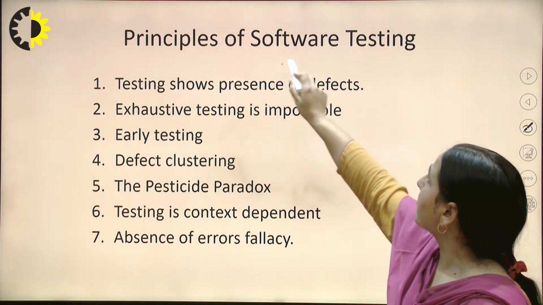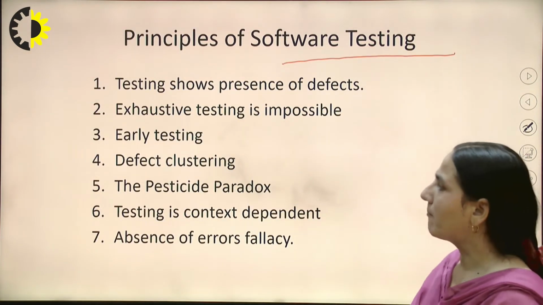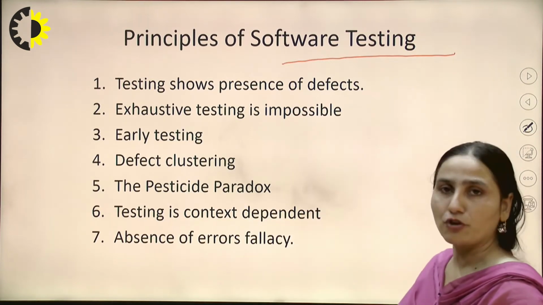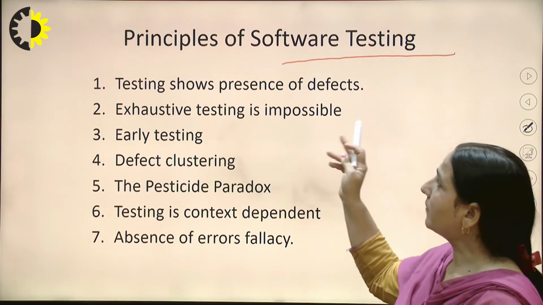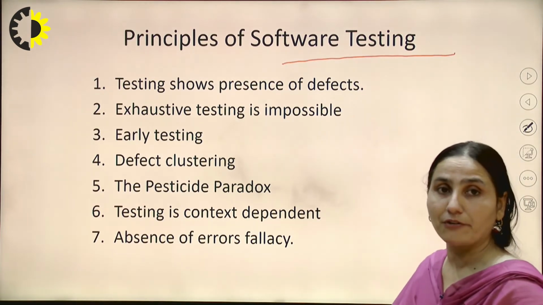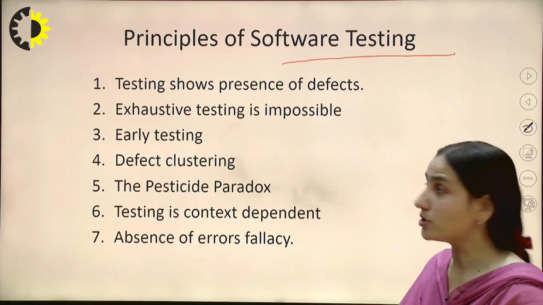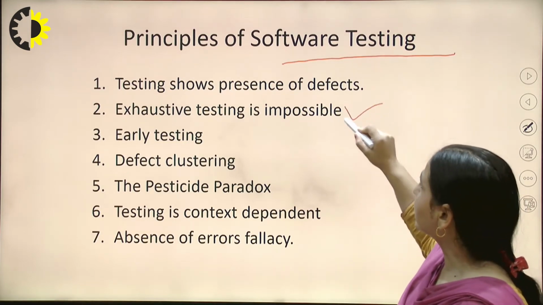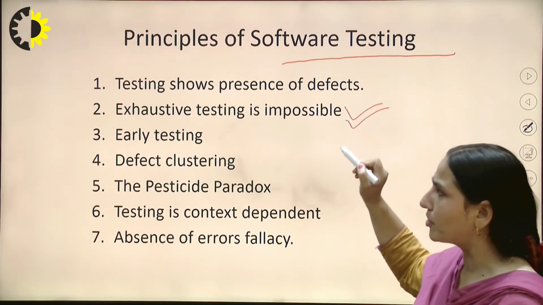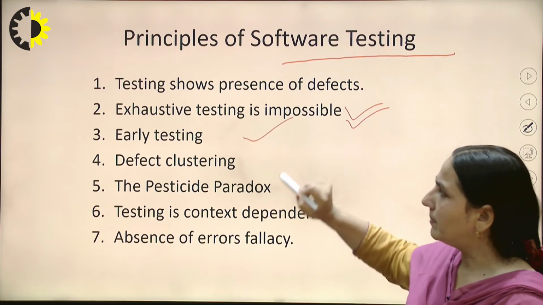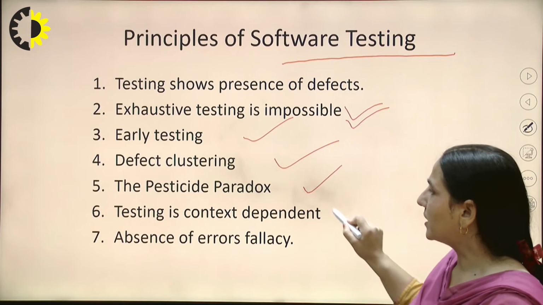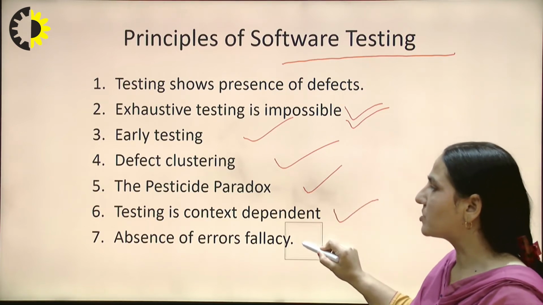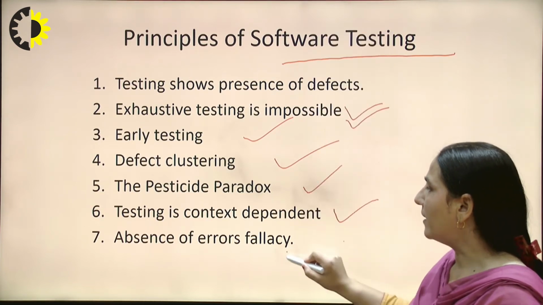Now, the next is the principles of software testing. There are a number of different principles of software testing, and I'm going to deal with each one briefly. Testing shows the presence of defects and not the absence of defects. That is the most important thing. Exhaustive testing is not possible. Then early testing, defect clustering, the pesticide paradox, testing is context dependent, and lastly the absence of errors fallacy.